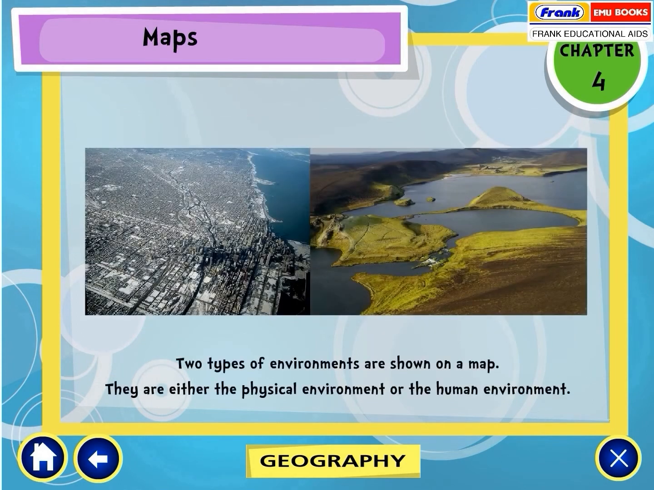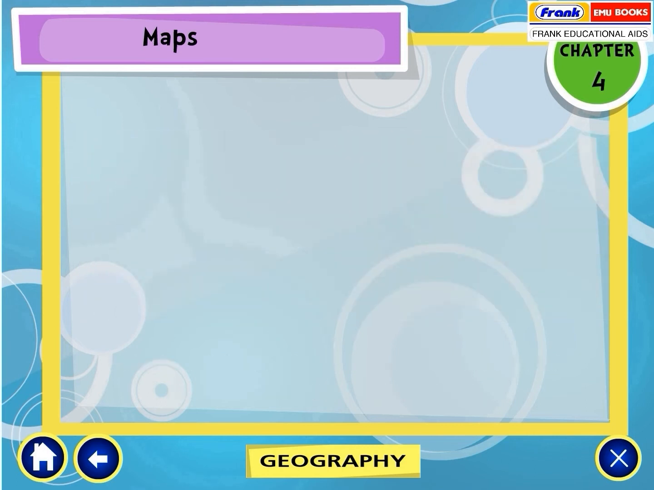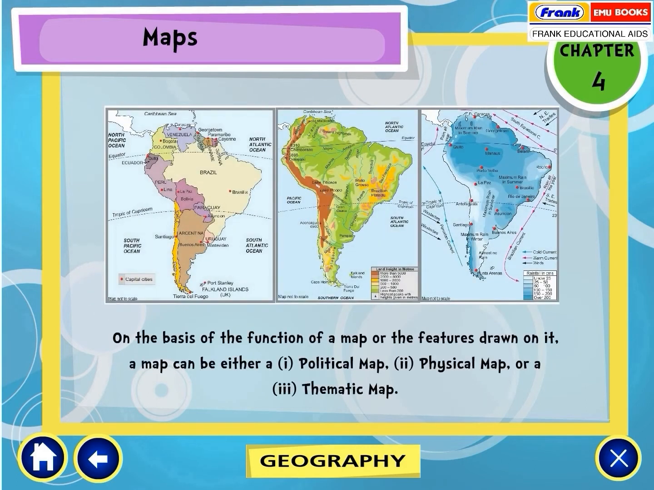Two types of environments are shown on a map. They are either the physical environment or the human environment. On the basis of the scale of map drawing, maps can be categorized as small-scale maps or large-scale maps. On the basis of the function of a map or the features drawn on it, a map can be either a political map, physical map, or a thematic map.